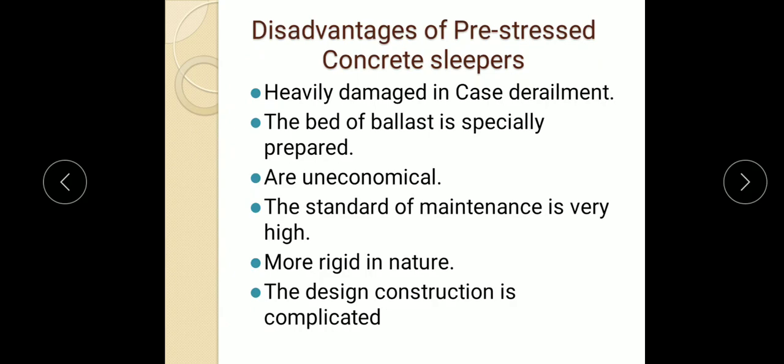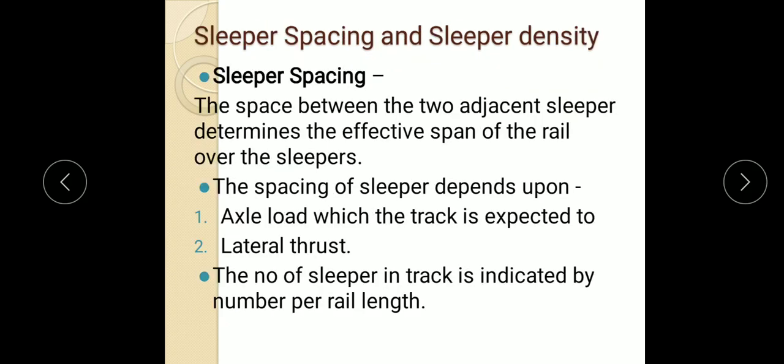There are certain disadvantages of pre-stressed concrete sleepers. The pre-stressed concrete sleepers get heavily damaged in case of derailment. A special type of bed of ballast is required for pre-stressed concrete sleepers. These are uneconomical. The standard of maintenance is very high. These are more rigid in nature. The design and construction is complicated. So this is about the various types of sleepers.